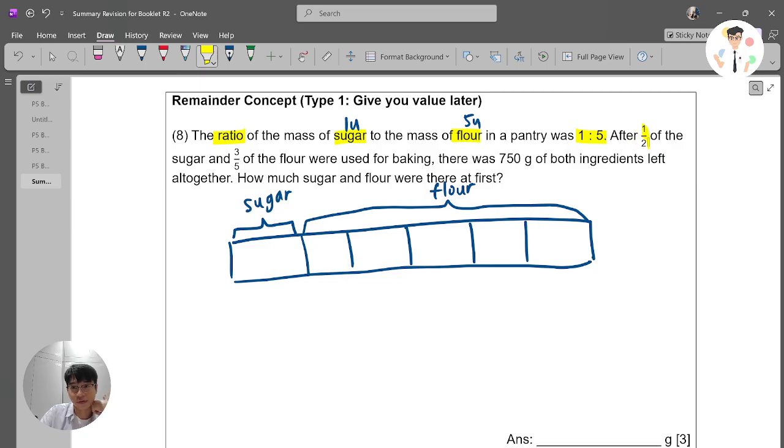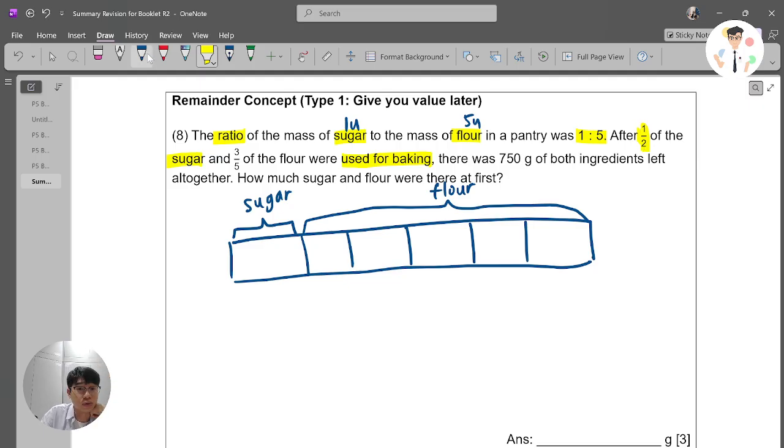After half of the sugar was used for baking. Now, sugar, I have how many units? 1. But here it says what? 1 out of 2 of the sugar. That means the sugar here is expected to have 2. Then I use 1. Correct?